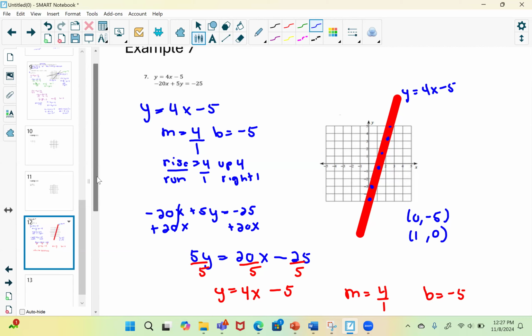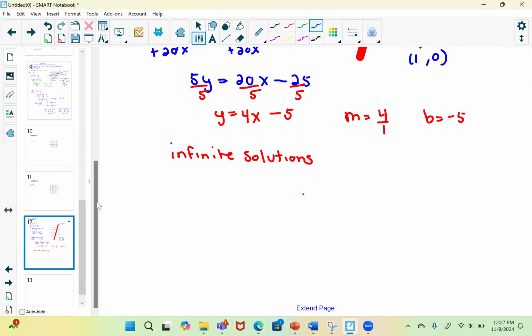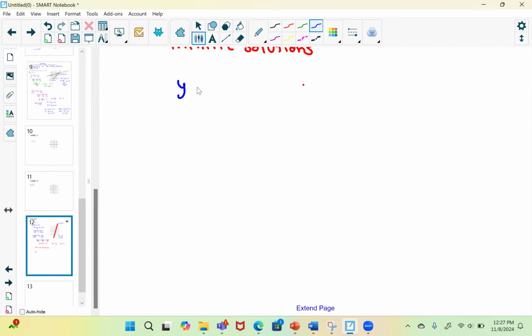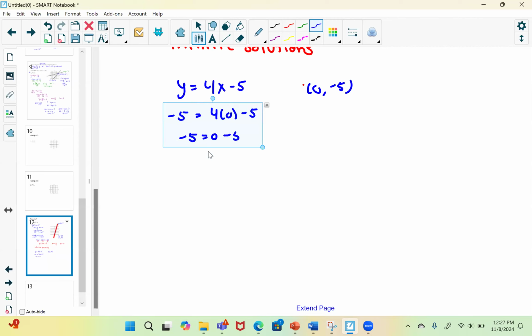Okay, so for example, if I did 0, -5, and I plugged it into this, I would have -5 equals 4 times 0 minus 5. 4 times 0 is 0, and 0 minus 5 is -5. So that works.